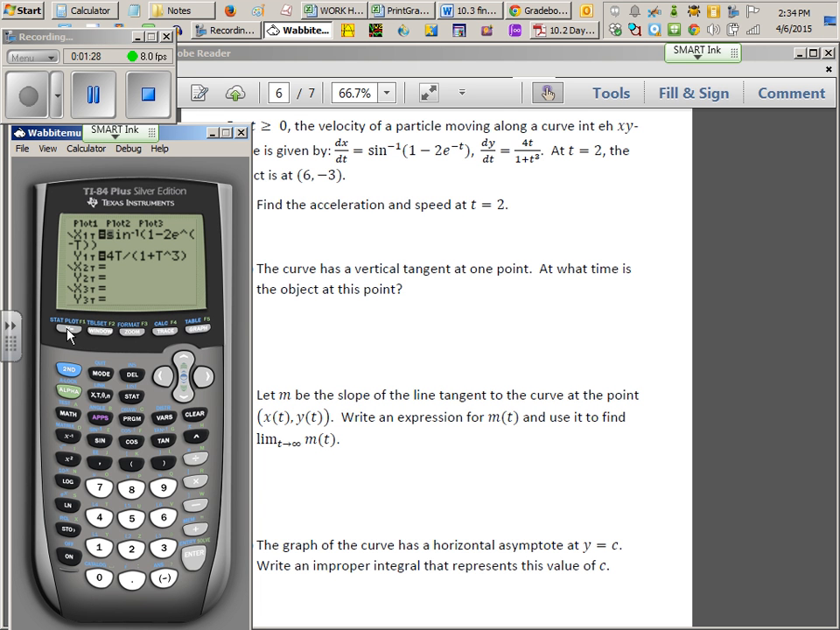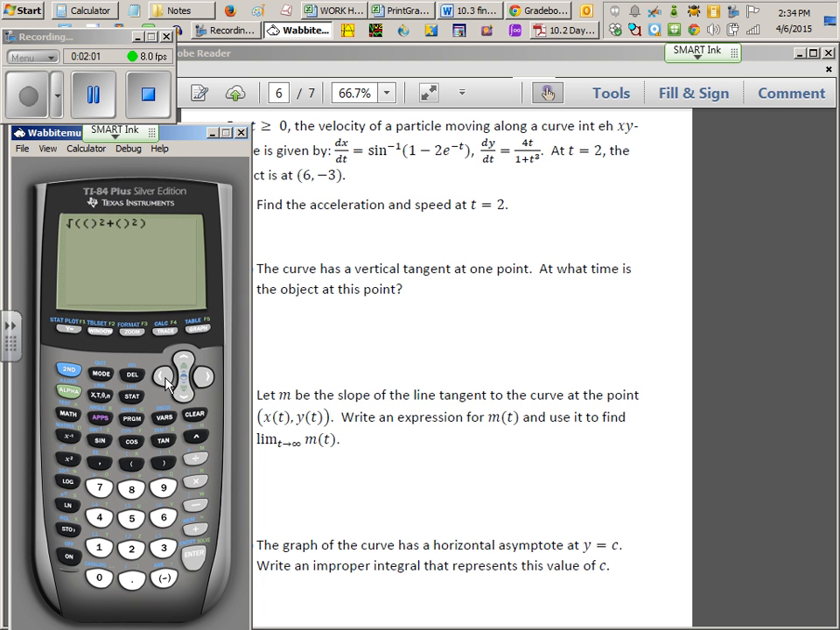The first thing they asked for is acceleration and speed, but I think speed is easier to find, so let's find the speed straight from the home screen. The speed is the square root of the sum of the squares of the velocity components. So I'm going to find the velocities at t equals 2.